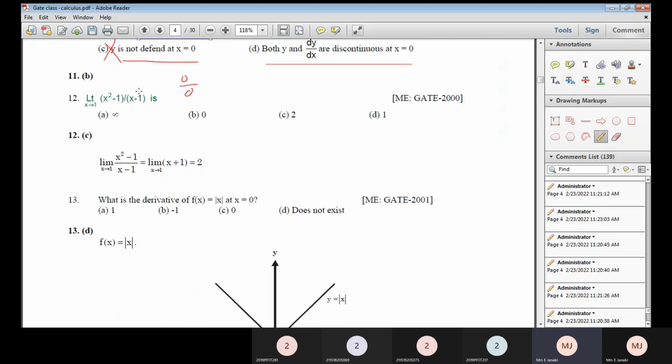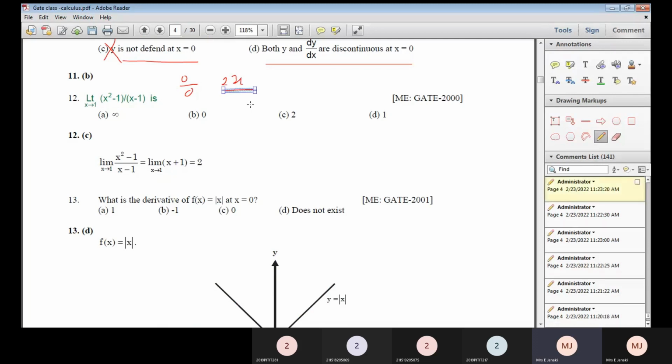So whenever indeterminate form exists, you can apply the L'Hospital rule. Differentiate numerator and denominator separately. The differentiation of x square is 2x and of 1 is 0, and the differentiation of the denominator x is 1. Now apply the limit x tends to 1 here. After applying x tends to 1, we get 2 by 1, 2. So this is the answer.